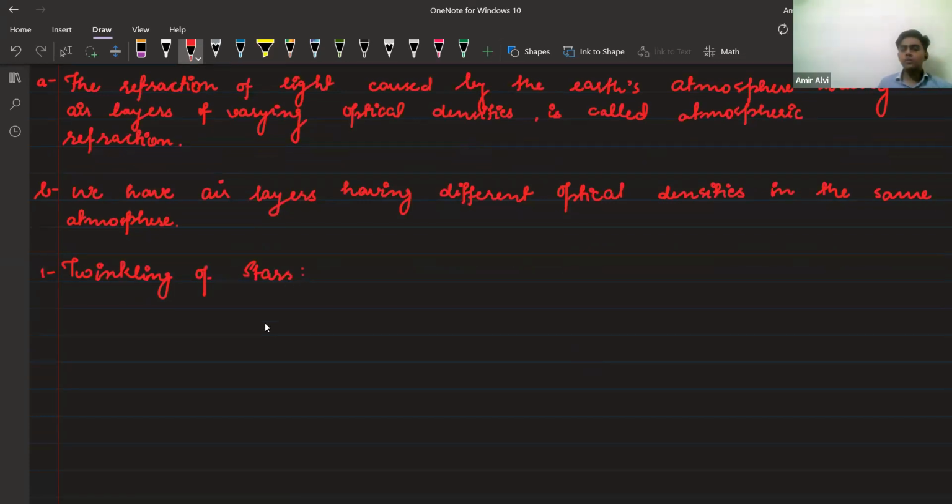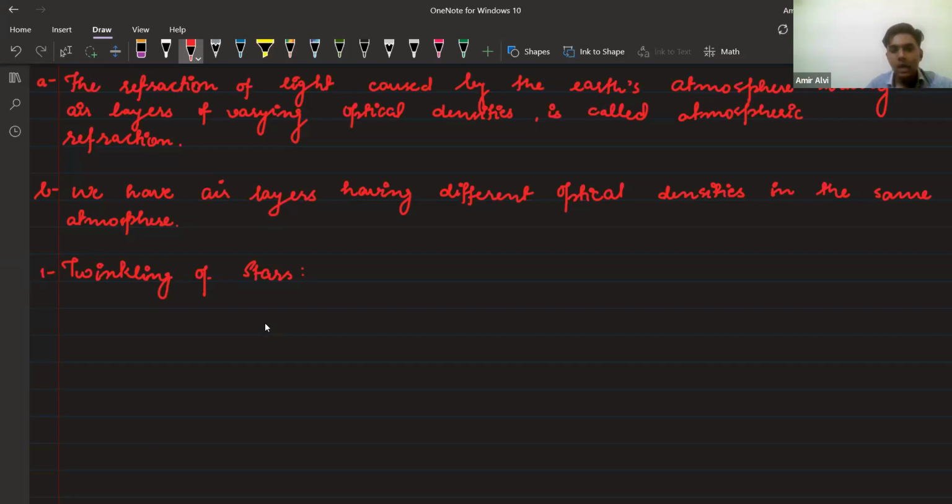I think everybody has seen the twinkling of stars. Is there anyone who has not seen it? Anyone? Okay, Mariam, you hadn't seen it? Sir, I saw. Okay, you saw, acha. I thought that you hadn't seen it. Zainab, have you seen the twinkling of stars?